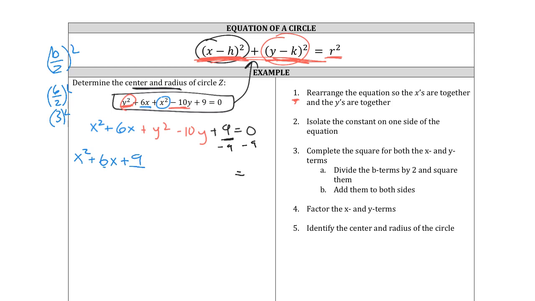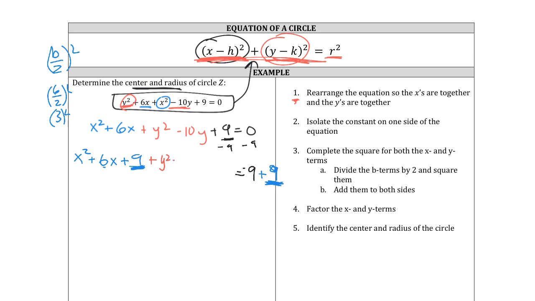Just so we can keep track of everything. I just did 0 minus 9. I moved that constant over, so I have a negative 9 over here. And I'm adding 9 from completing the square. I'm going to add 9 to here as well. I want to keep my equation balanced, so if I add 9, I need to add 9 to the other side. Now I'm going to complete the square for my y's.